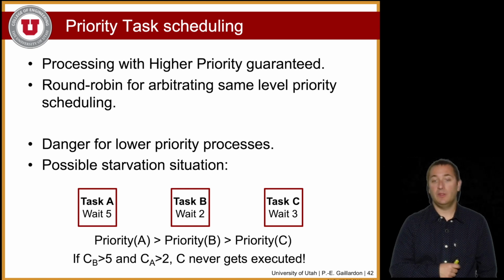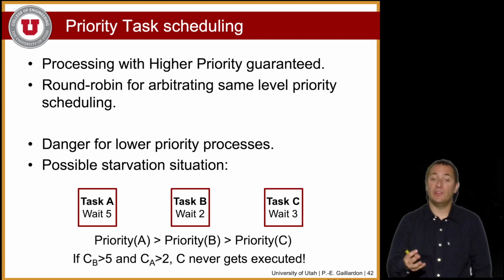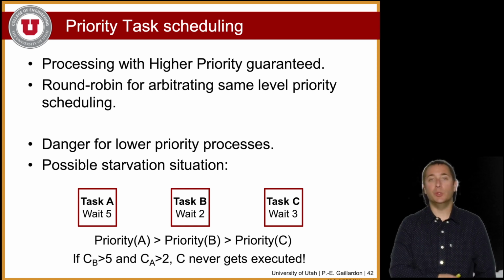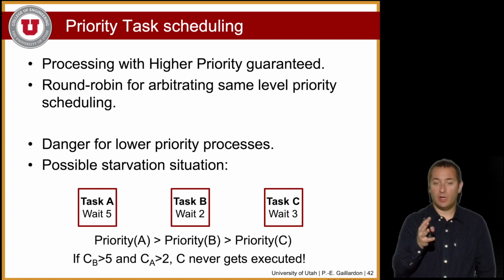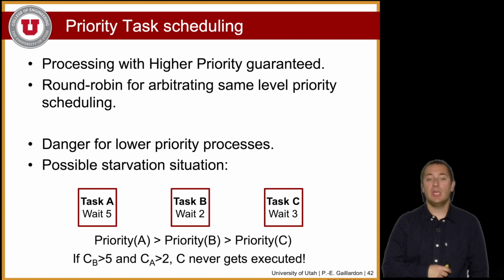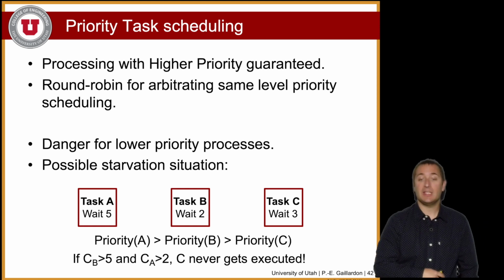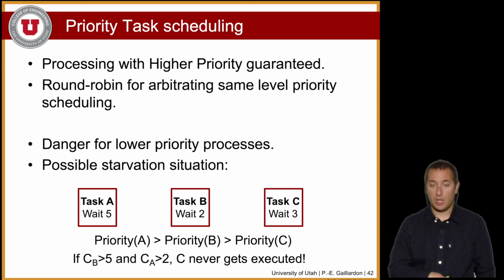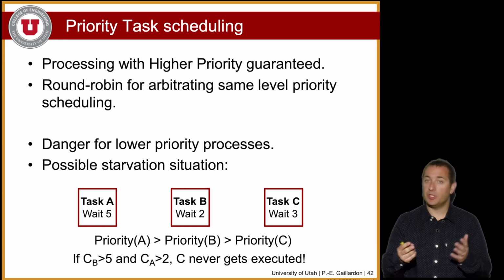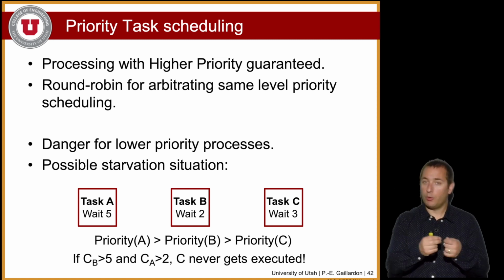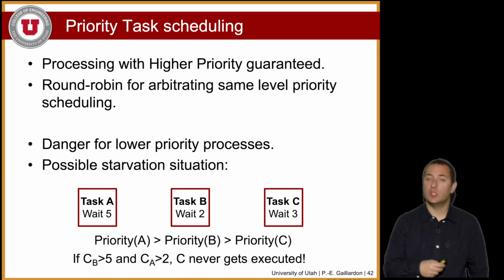The danger in this particular case is for lower priority processes that can still starve if a task of higher priority always executes. There's an example below where you have three tasks where task A has a higher priority than B and C, and those tasks do have a cyclic model, so you wait 5, 2, and 3, and depending on how long B and A take, C might never get executed. What you can do is to implement a similar timing diagram as we had in the previous slide to understand how the tasks are going to be executed.